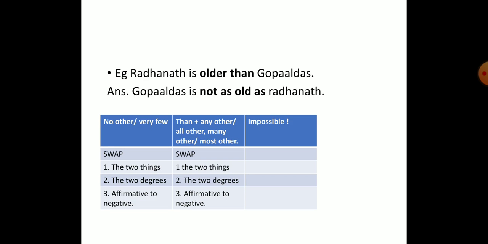Radhanath is older than Gopal Das. What do we see in this sentence? It is comparative. How do I know? Yes, "er" is there, but after that I don't have "any other", "all other", I don't even have "many other", "most other". I have none of them. Now, if in the comparative I don't have "any other", "all other", or "many other", "most other", and my positive degree is not starting with "no other", "none", or "nothing", in that case, superlative is impossible.